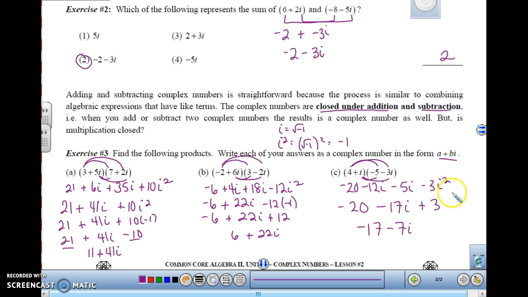Okay, be very careful of this, because remember that i squared is negative 1, and negative 3 times negative 1 is positive 3. I just did it in my head right here.